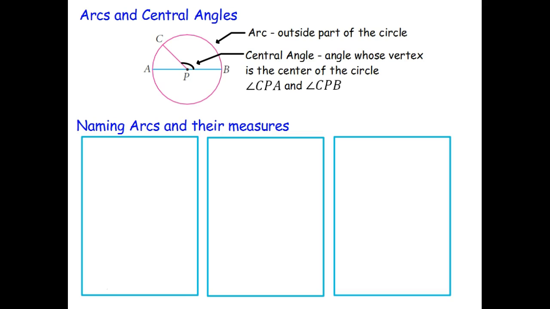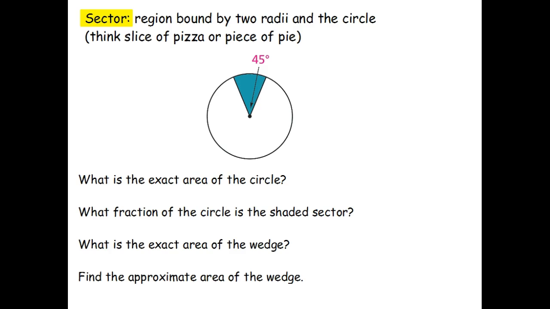Another reminder is that the arc is the outside part of the circle, the curved part of the edge. The angle is the inside part of the circle, the part that's around the center. And if it's a central angle, we know that the central angle is equal to the arc that it is intercepting. All right, so first thing we want to do is define what a sector is.